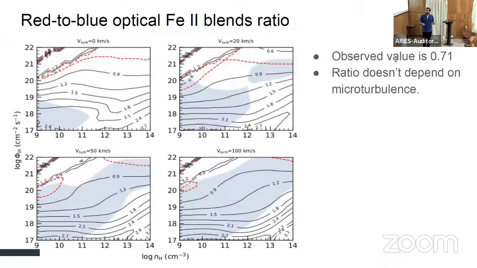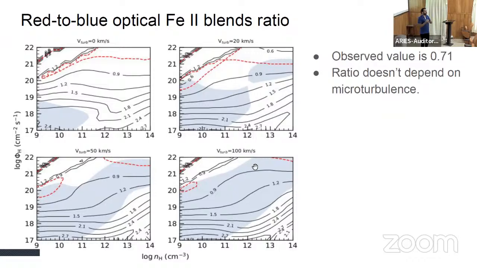Okay, in the optical part, the red to blue ratio is again very complicated because the observed value is 0.79 and the model predicted value shows that it's always greater than 1. This is the problem that I'm still working on.